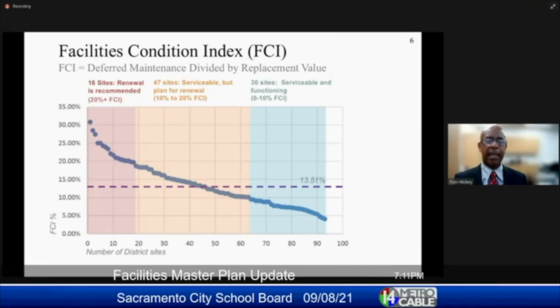How did this facilities master plan, the great work that DLR did, and around this facilities condition index, what does it really mean, board members, when we look at that facilities condition index? This slide is summarized by, there are 16 sites within this district that qualify for renewal based on the benchmark that was used in this assessment. 47 sites, while they're serviceable, we should plan to renew those sites within the next 10 years. 30 sites are serviceable and functional. And again, going back to my previous statement around function, does it perform as a high-performance school?